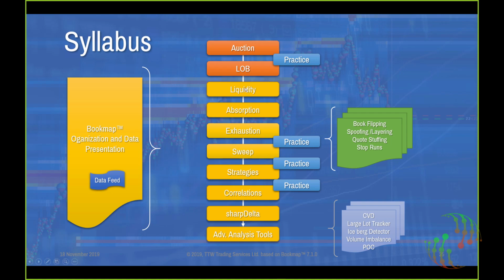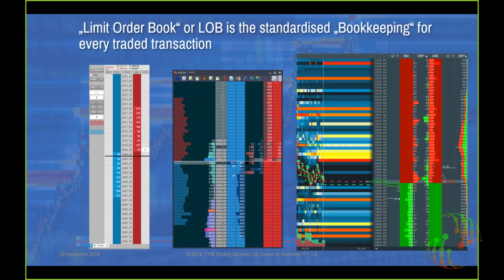So let's start with the auction and the limit order book. Let's go very briefly through this chart here. We see the TT trader here on the left side from my side. Then we see the Jigsaw trader, and we also see the Bookmap. In an auction, traders communicate their buying or selling desires to an auctioneer, who collects and records this information.